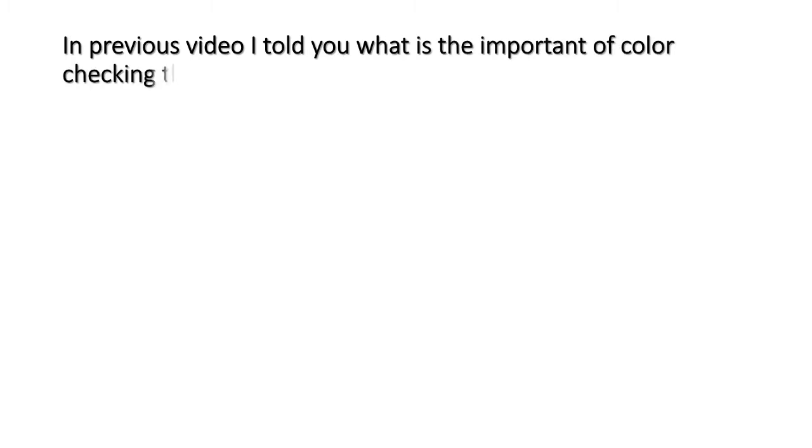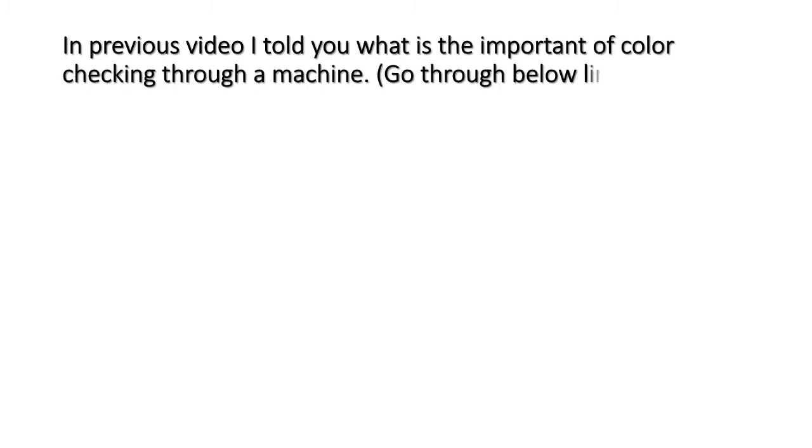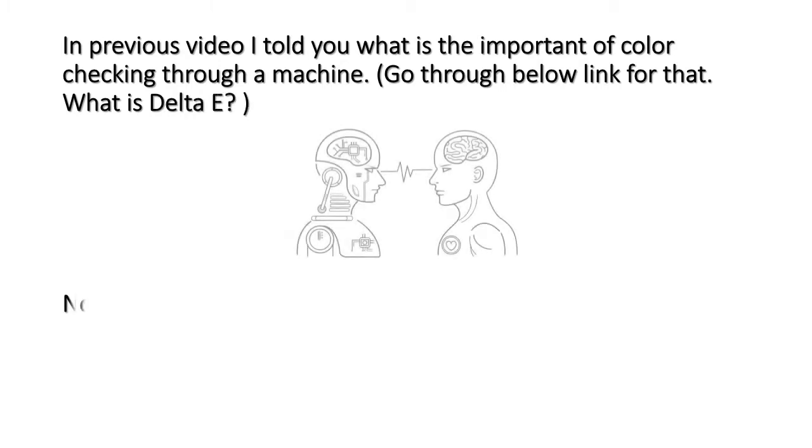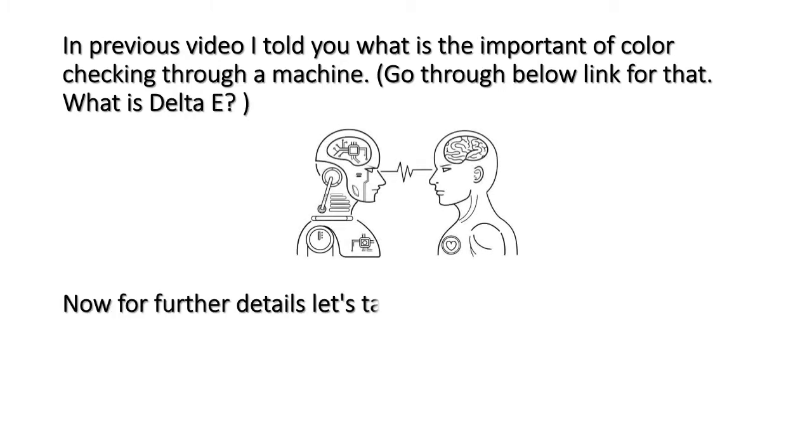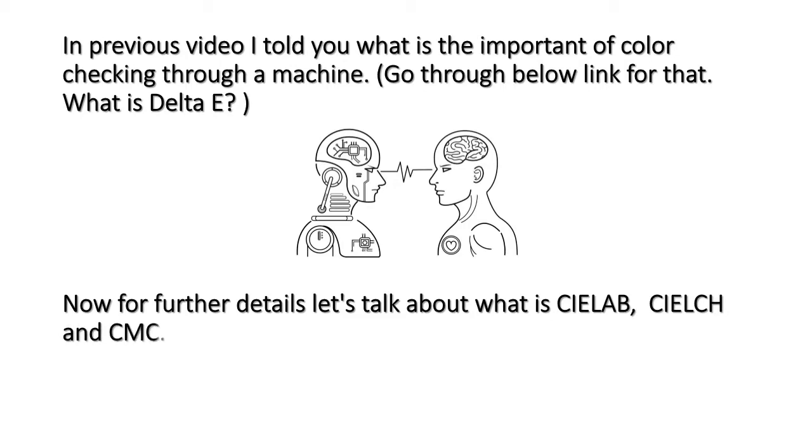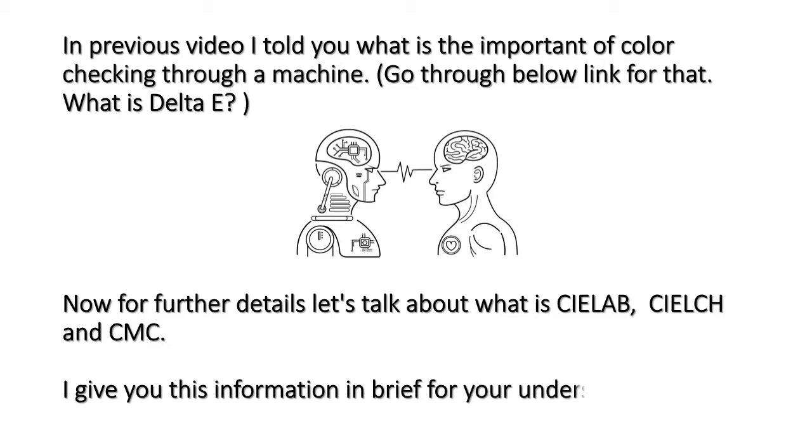In the previous video I told you the importance of color checking through a machine. Go through the below link for that. What is delta E? Now, for further details, let's talk about what CIELAB, CIELCH and CMC are. I give you this information in brief for your understanding.